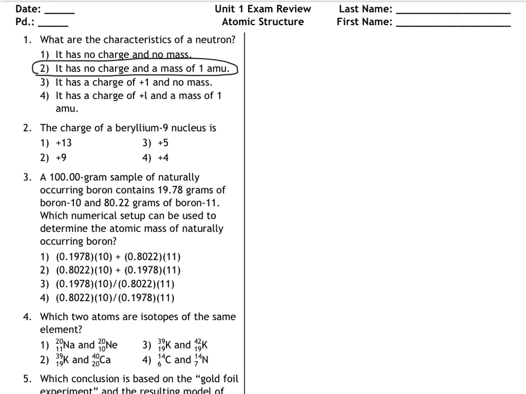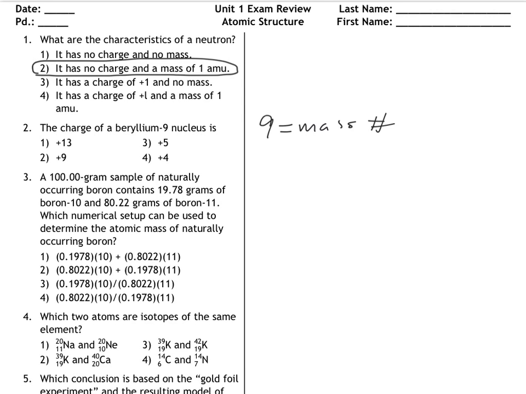All right, so number 2, it says the charge of a beryllium-9 nucleus is. So here's the thing, beryllium-9, that's a mass number. And they want to know the charge of the nucleus. So the 9 in the mass number is a number that represents all the protons and all the neutrons in the atom. So it actually has nothing to do with the charge of the nucleus.